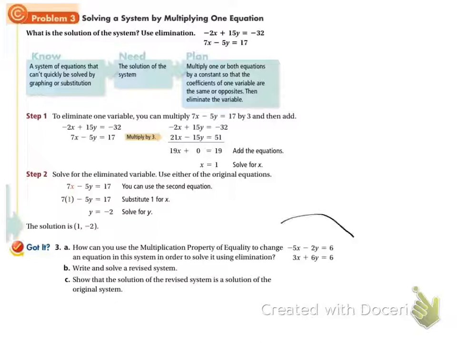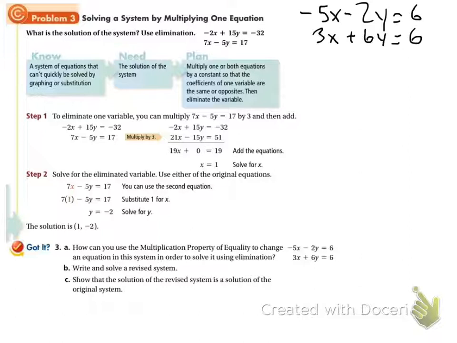So we're going to look at this problem here. I'll copy up here. Negative 5x minus 2y equals 6. And 3x plus 6y equals 6. Okay, so just looking at these, our x's aren't going to cancel and our y's aren't going to cancel. If you remember, it cancels out when the numbers are the same, but the signs are different. So one is positive and one is negative.